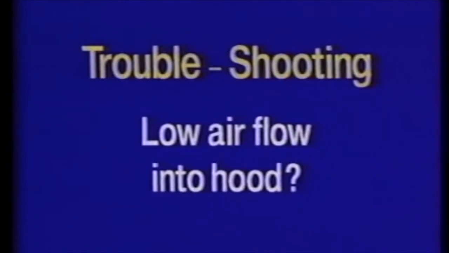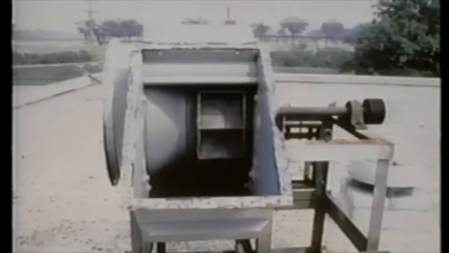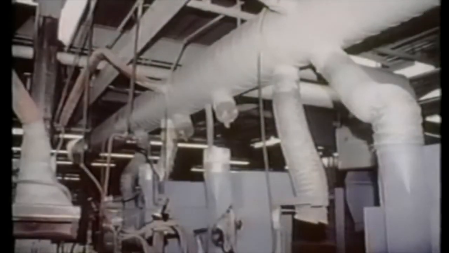Let's talk a little about troubleshooting existing systems. A major complaint is a lack of sufficient airflow into the hood. Look for plugged or dented ducts, or crimped or damaged ducts, or slipping fan belts, or the fan turning in the wrong direction, or worn out fan blades, or misadjusted gates and dampers in the system, or a clogged air cleaner. When constant plugging of ducts is the problem, check the transport velocity. Is it adequate to prevent settling?